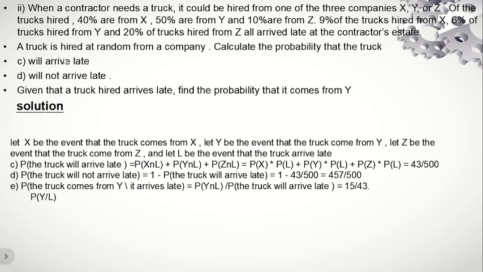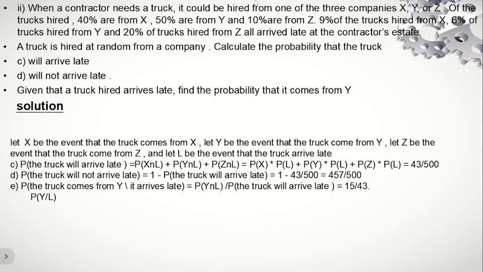For the C part, they said I will calculate the probability that the clock will arrive late. So what will be that probability? The probability that the clock will arrive late will be equal to the probability of X intersection L, that is, X intersection late, plus the probability of Y intersection L, plus the probability of Z intersection L.